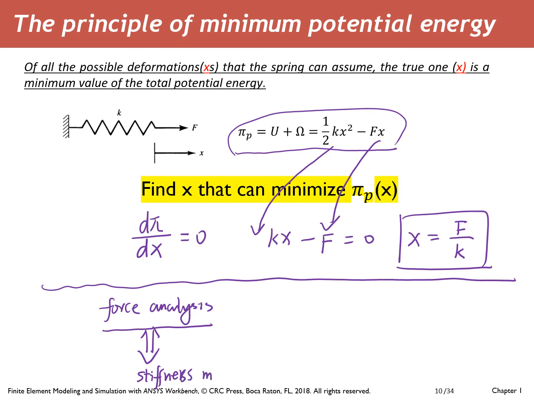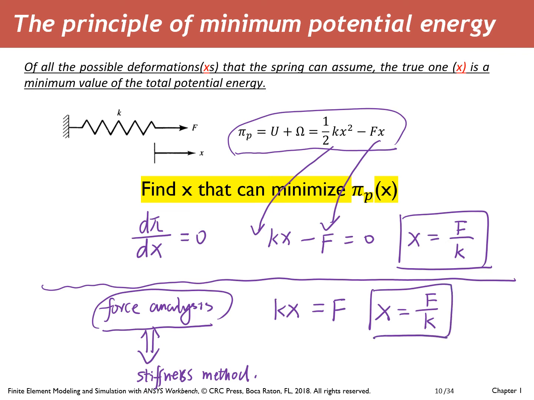In this method, we do a force analysis, and then we get the matrix equation. If we apply the stiffness method for this system, this conclusion is so obvious. For force analysis, we know that the internal force magnitude must equal the external force: kx equals F. That means the deformation must be F over k. So with the foundational stiffness method, we can directly reach this conclusion.